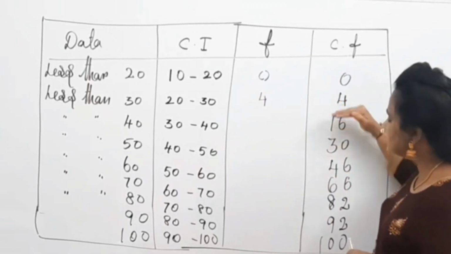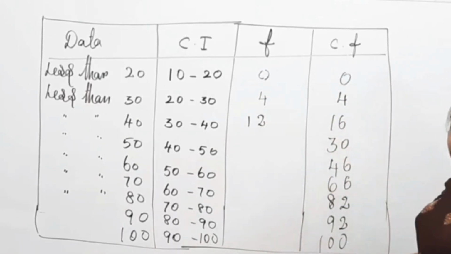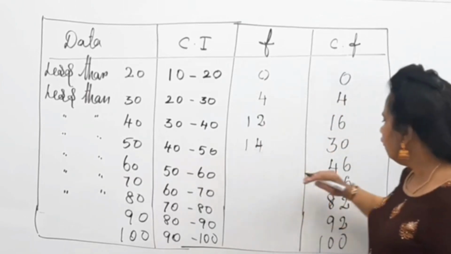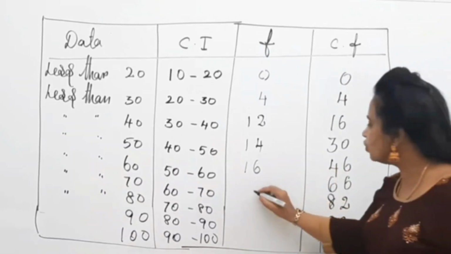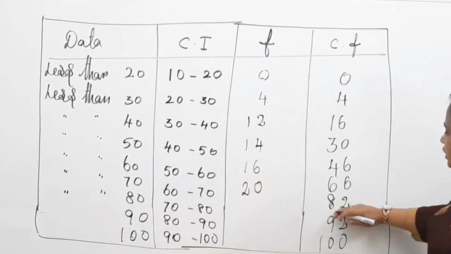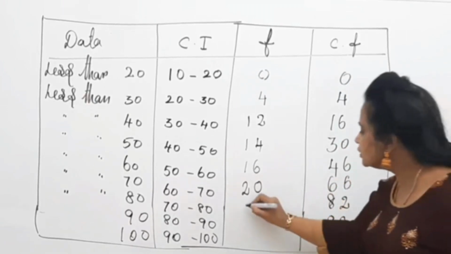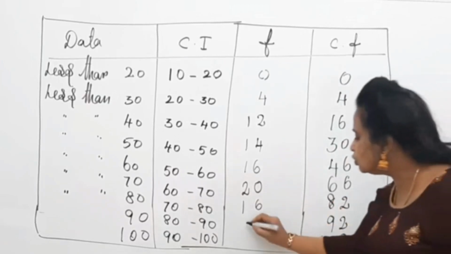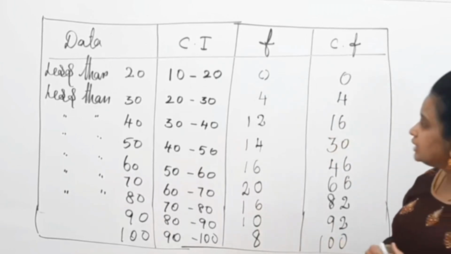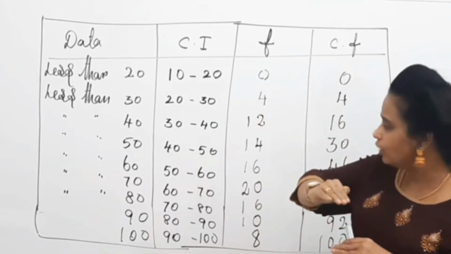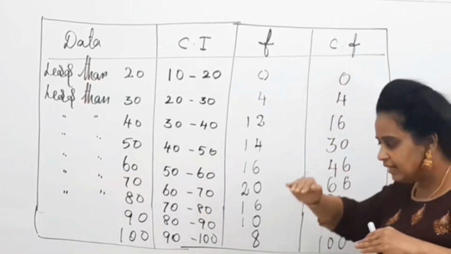For example, 16 minus 4 is nothing but 12. And 30 minus 16 is 14. 46 minus 30 is 16. And then 66 minus 46 is 20. 82 minus 66 is 16. 92 minus 82 is 10. 100 minus 92 is 8. Now you can see your frequencies are 4, 12, 14, 16, 20, 16, 10, then 8.